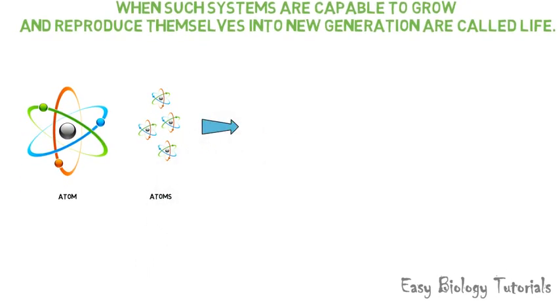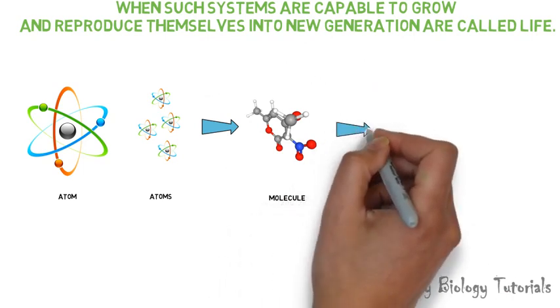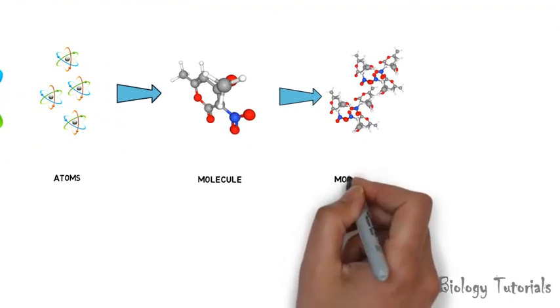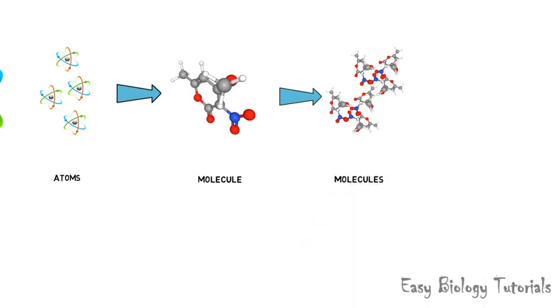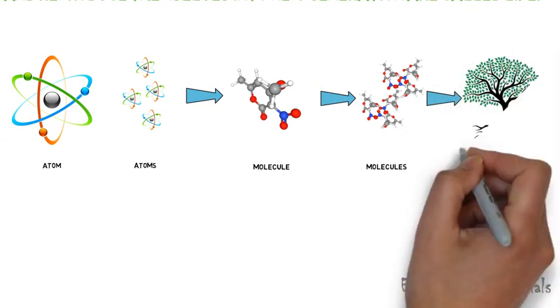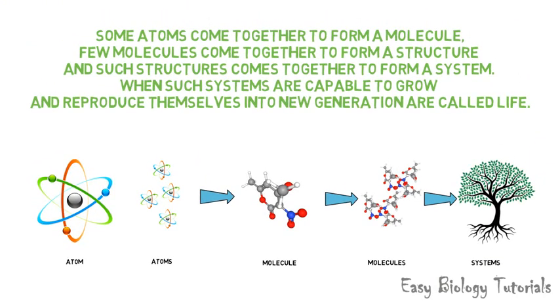When two or more atoms come together and form a molecule, such molecule can be macromolecule or micromolecule. When micromolecule and macromolecule, along with their energy, form a system, such systems having capability to grow and reproduce into new generation are called life. Some atoms come together to form molecule, molecule to structure, structure to system, and when such systems are capable to grow and reproduce themselves into new generation, they are called life.